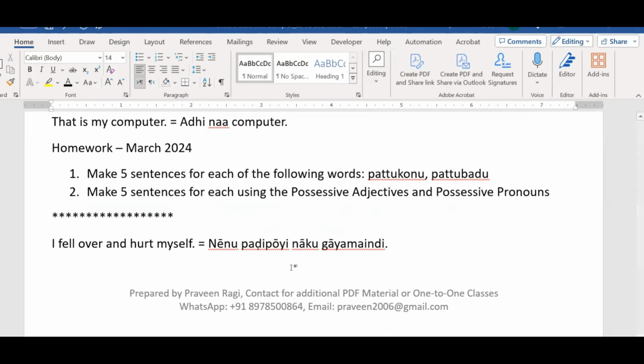నేను కింద పడి దెబ్బ తగిలించుకున్నాను, గాయం చేసుకున్నాను. No, not గాయం చేసుకున్నాను, దెబ్బ తగిలించుకున్నాను. This is the natural spoken style. Okay, so now let's discuss the variation. What is the thing here? I fell over and hurt myself. So for example, if I write like this, I hurt myself.